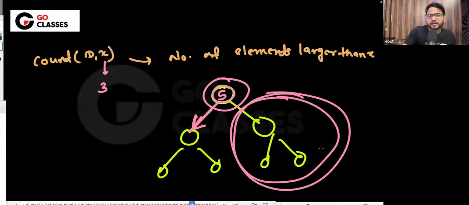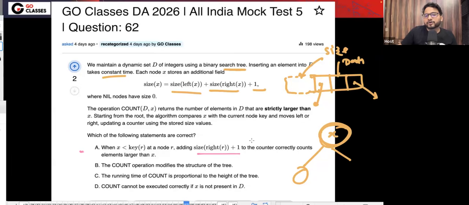Okay, A and C are the answers, and A is one of the correct answers because all the elements on the right are greater, and that particular key is also greater. The count operation modifies the structure of the tree. No, it doesn't need to modify. It is just a simple function call that you can do without modification. The running time of the count is proportional to the height of the tree. Yes, because we will be going either to the left or right. So that's true.